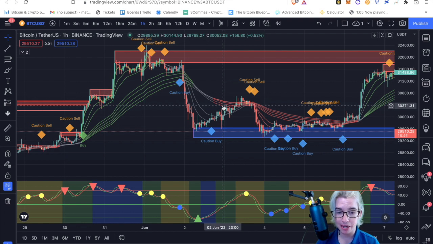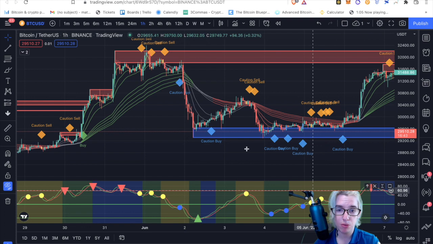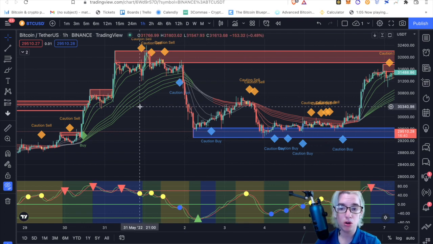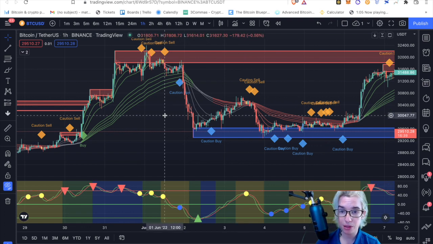So have that in mind, the shaded areas on V1 and also the EMA ribbon on V2, combined with the buy and sell signals, and with the support and resistance areas on V3, you will get the best signals, and you will make really good trades.